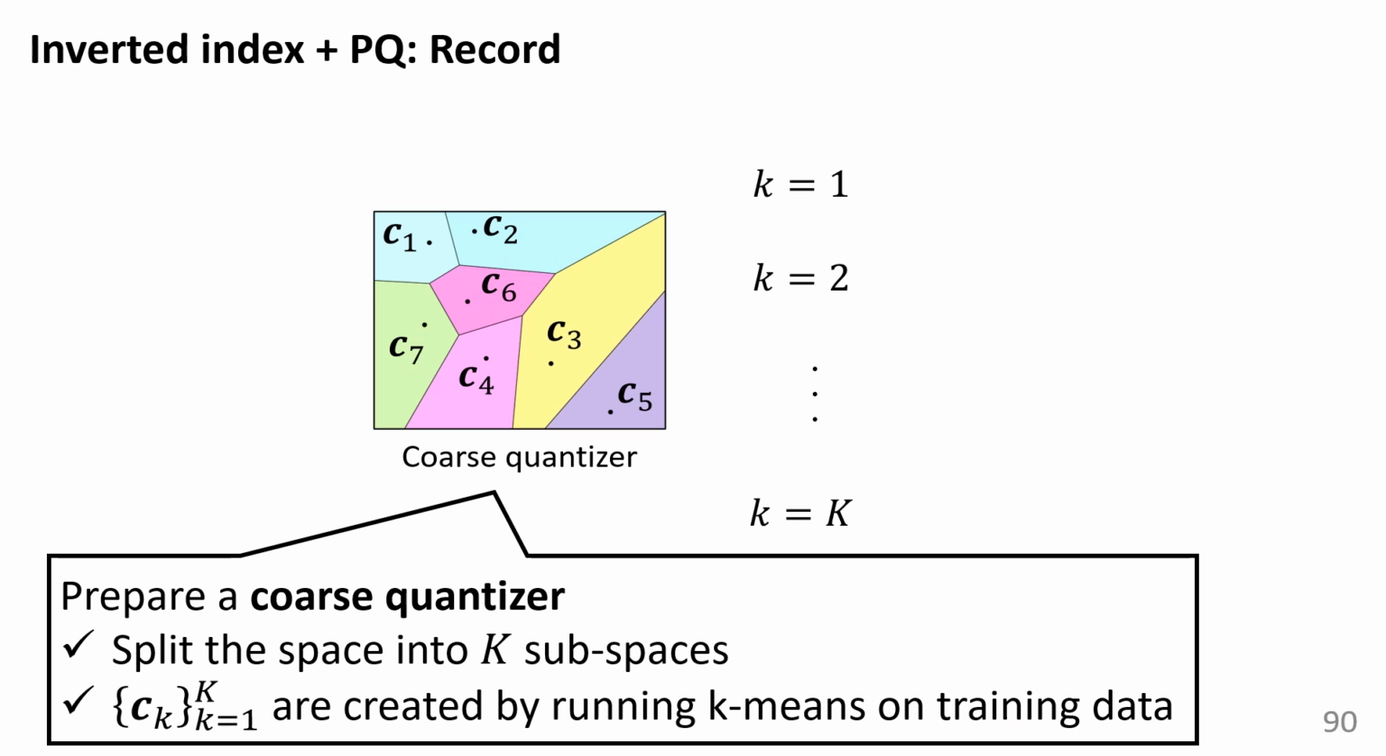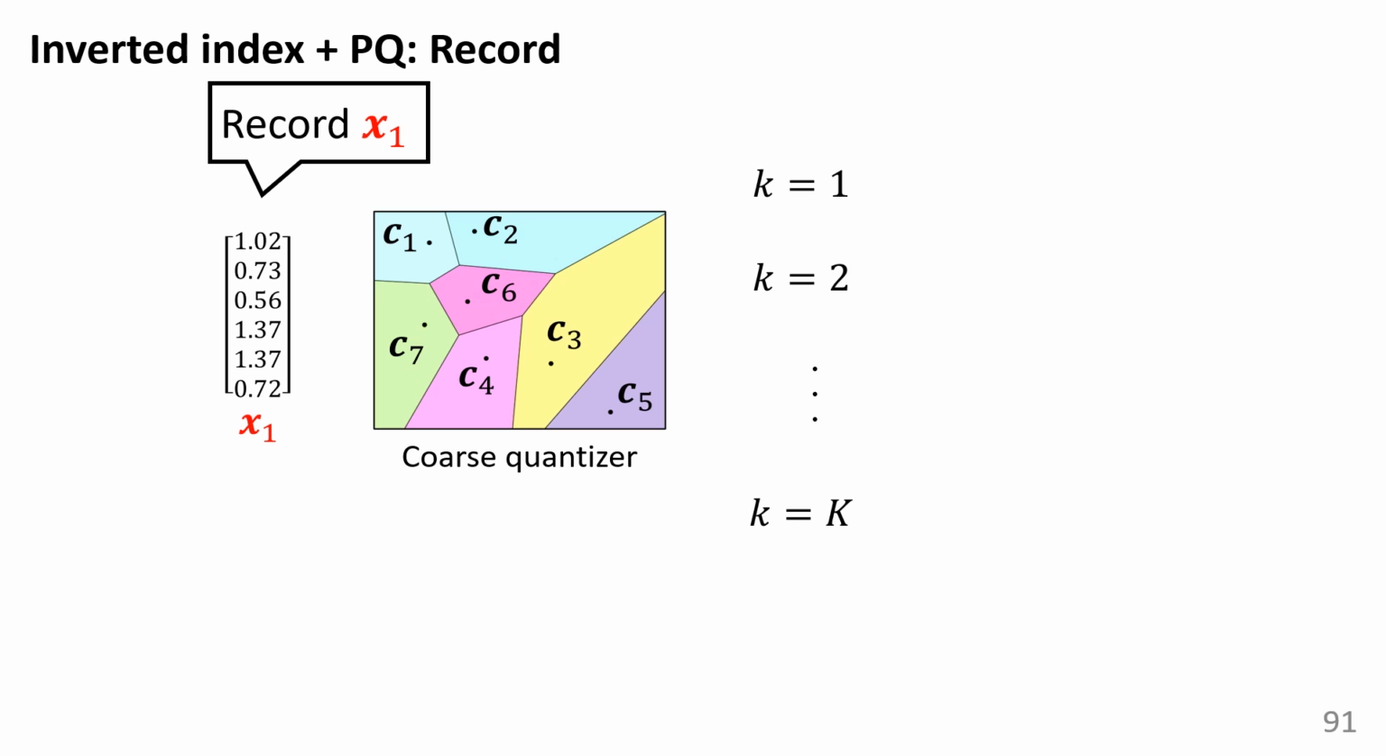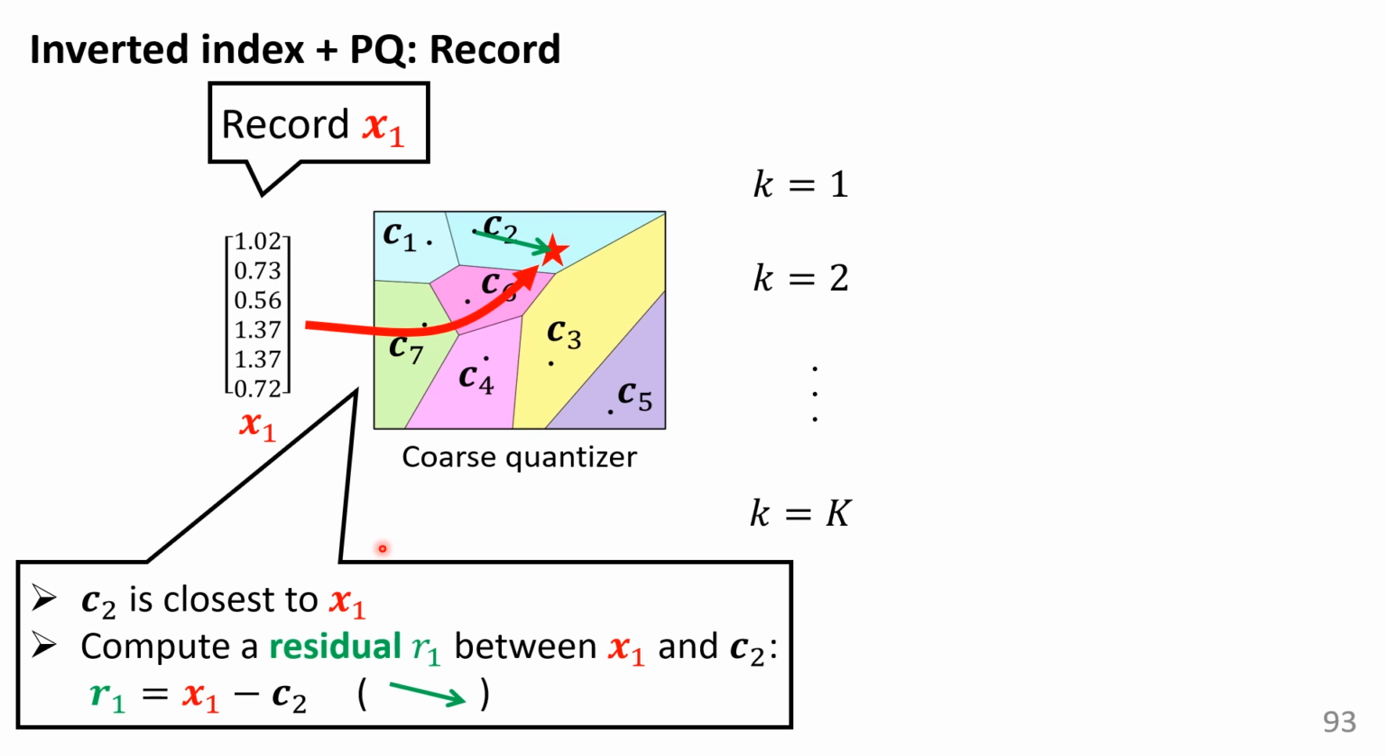Then let's introduce how to record data such as x1 here. How do we record it? If x1 is in this C2 area, meaning C2 is closest to x1, then we compute the residual R1 between x1 and C2. So R1 equals x1 minus C2. That means this green arrow here.